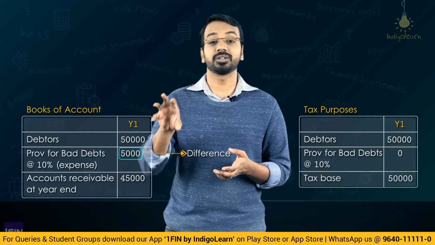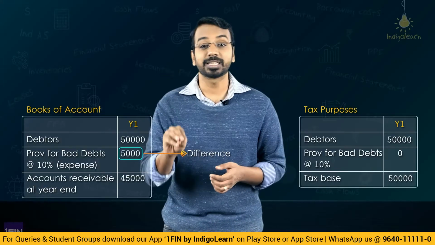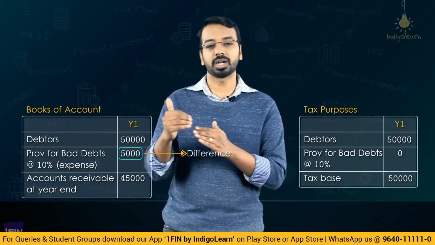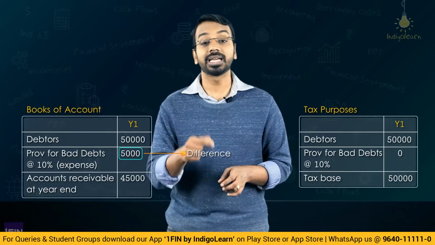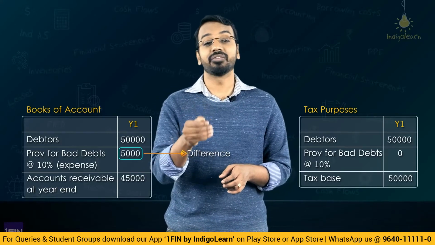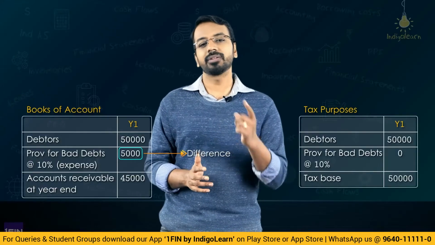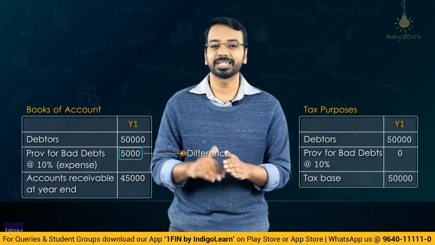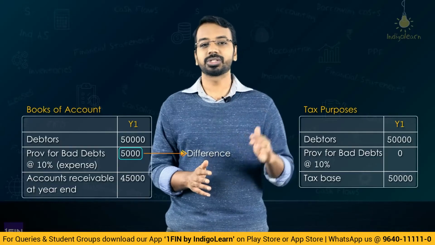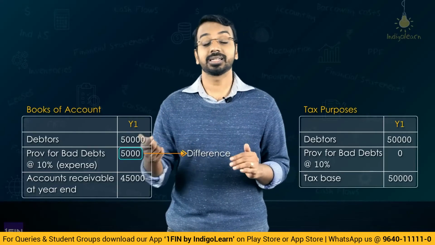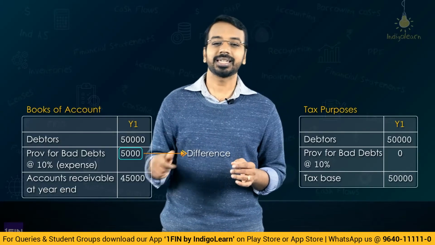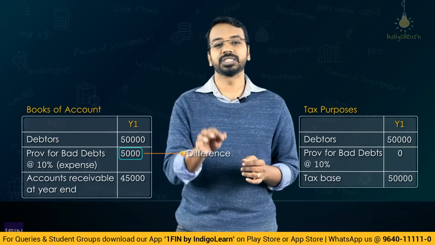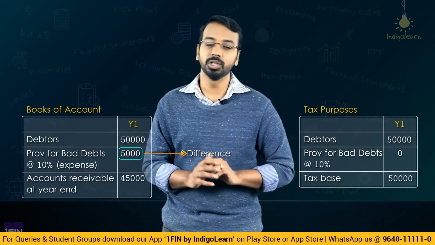So for taxation purpose, you will have tax base of 50,000 only, because you will not get deductions of provision for bad debt. Now, this difference of 5,000 will create something called a deferred tax, right? Now, what will it create? Will it create a deferred tax asset or a deferred tax liability? See, in the books, the carrying amount is less. For tax, the tax base is higher. So, if the tax base of an asset is higher, it will create a deferred tax asset. Okay, so that is one thing you have to keep in mind.